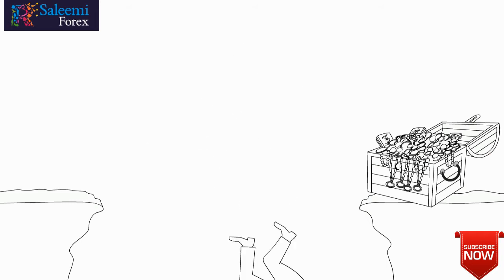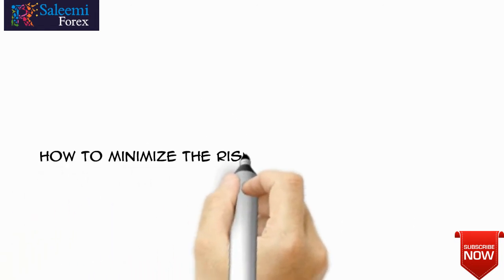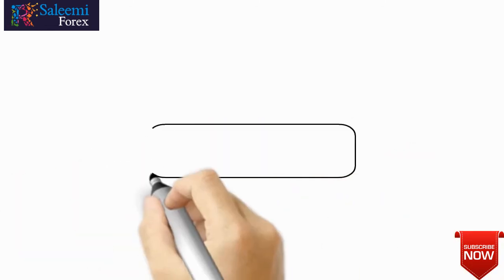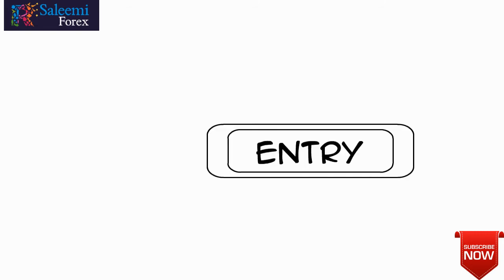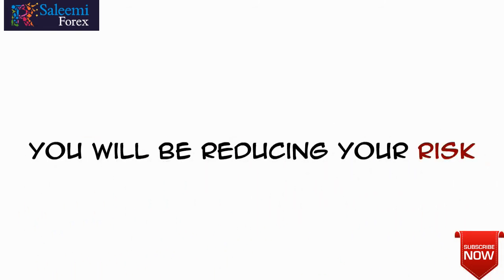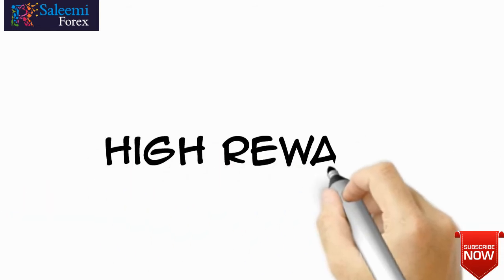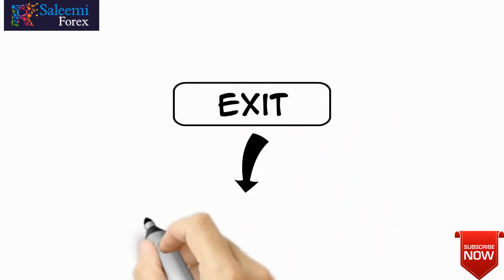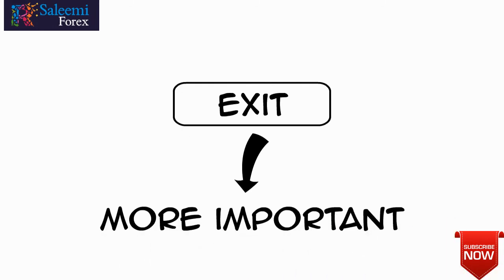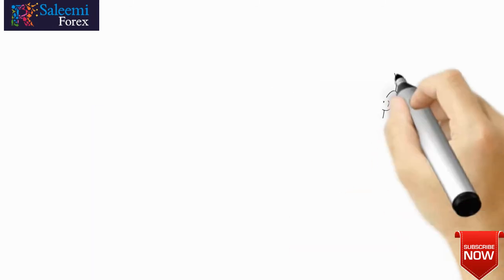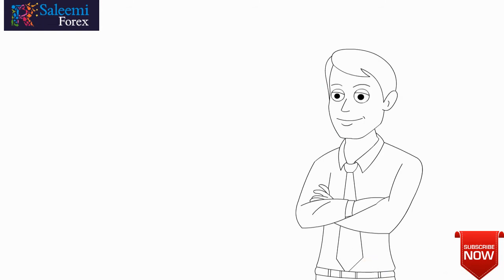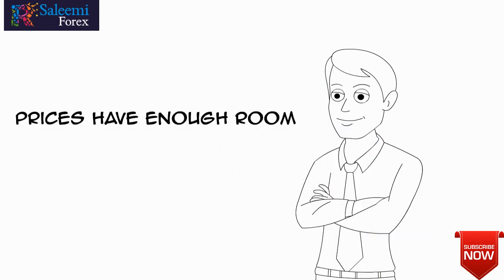Since losing is an inevitable part of this game, a trader should learn how to minimize the risk and increase the reward. Low risk: if you choose your entry points near support or resistance, you will be reducing your risk because you can close your position with a small loss if that support or resistance is broken. High reward: perhaps exits are more important than entries because perfect entries are almost impossible. When you decide to open a position, you should make sure that prices have enough room to go.